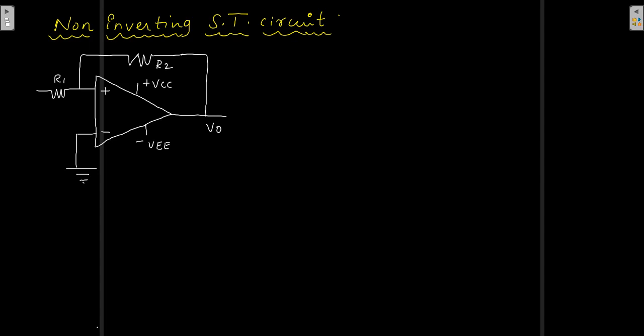So here the output is fed back to the input, but it is a positive feedback, right? Let me write this as VI, that is the voltage across the input resistance. Since this is the virtual ground here, I can definitely take the voltage here as V0. This is how I draw the circuit diagram for a non-inverting Schmitt trigger circuit.